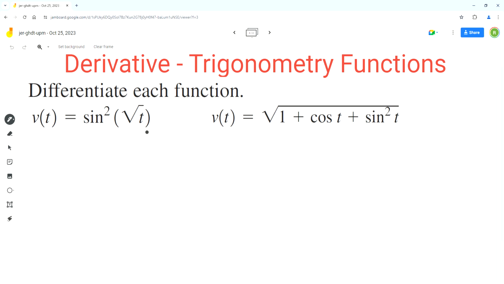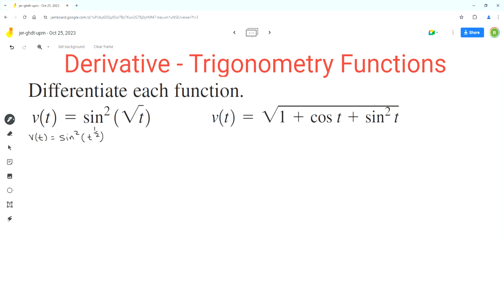Now the first step we should do in this function is to change this radical into a rational exponent because that will make it easy to find the derivative of this function. So the first step is to rewrite this function. Now the square root can be written as a rational exponent 1 over 2. Now we can find the derivative of this function v at t.